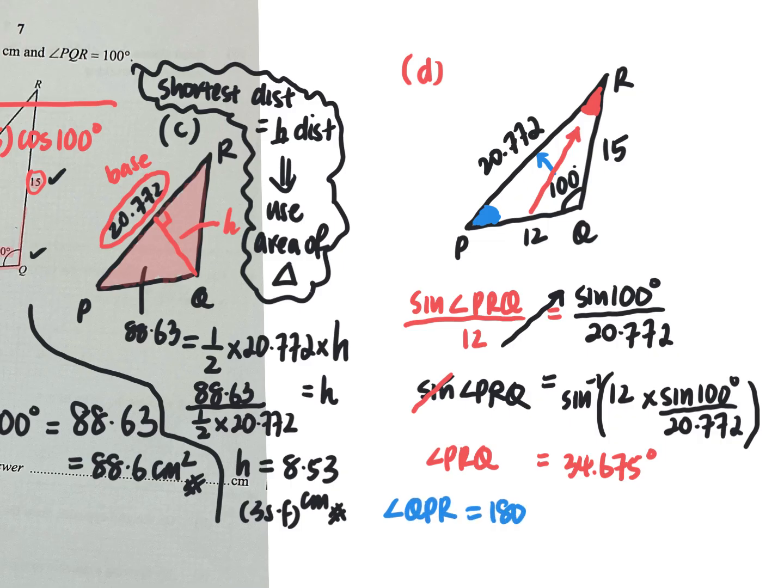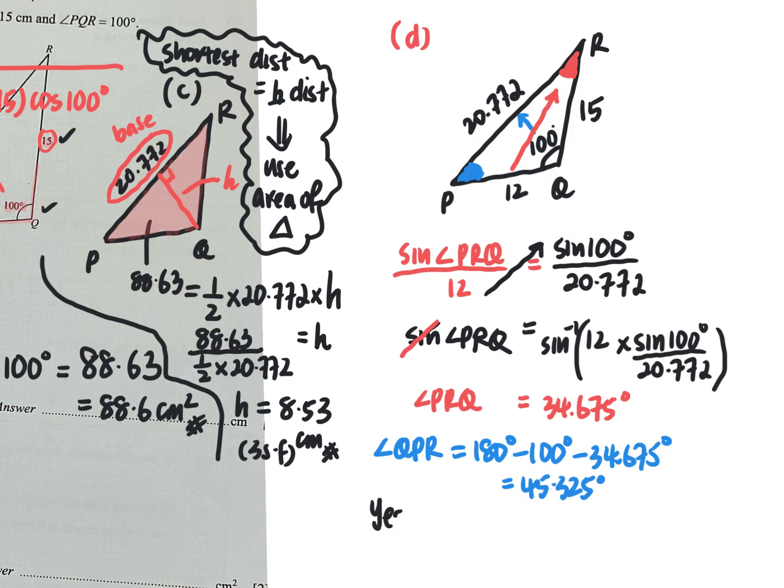We can find the blue angle now. QPR is 180. Take away 100. Take away 34.675. So what is 80 minus 34.675? It's 45.325. So question asks you, is the red angle... Question says that Anna claims that the red angle is smaller than the big one, the blue one. Is she correct? Yes. So yes, Anna is correct. Okay, PRQ is smaller than QPR.